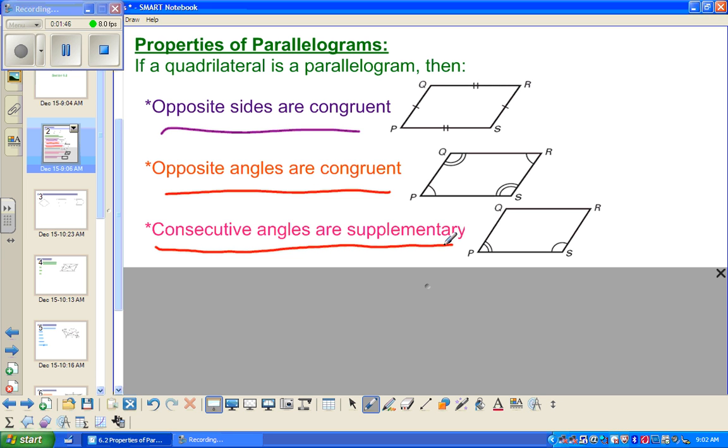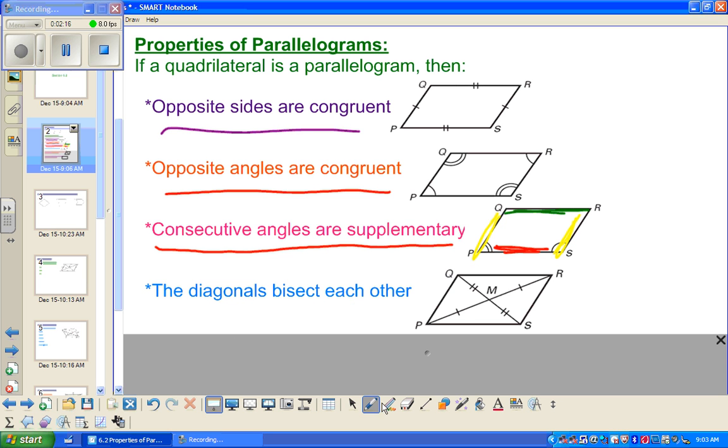Consecutive angles are supplementary. That means angles that are right next to each other are supplementary, or angles that share a side are supplementary, which means they add up to 180 degrees. So those share a side, those are going to be supplementary. These two are supplementary with each other, so Q and R. And of course, the last set there, R and S. They're supplementary.